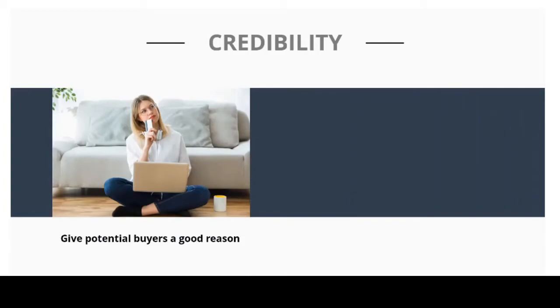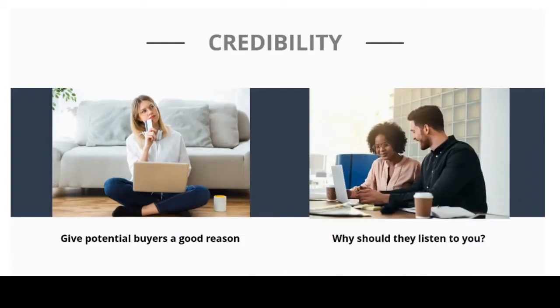Another sales trigger is credibility. You need to build credibility for your brand, particularly if you are priced on the higher end of the scale. When someone is reading your promotional content, they're in defense mode, they're skeptical. Why should they listen to you?